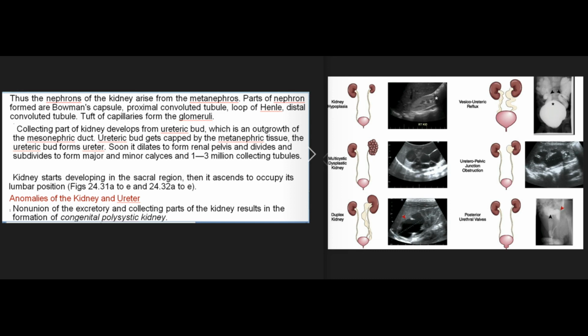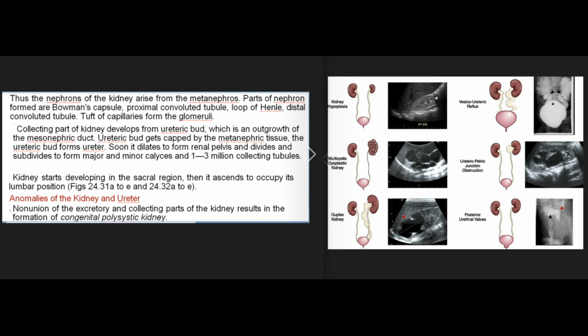The collecting part of the kidney develops from the ureteric bud, which is an outgrowth of the mesonephric duct. The ureteric bud gets capped by the metanephric tissue. The ureteric bud forms the ureter. Soon it dilates to form the renal pelvis and divides and subdivides to form major and minor calyces and 1-3 million collecting tubules. The kidney starts developing in the sacral region, then it ascends to occupy its lumbar position.